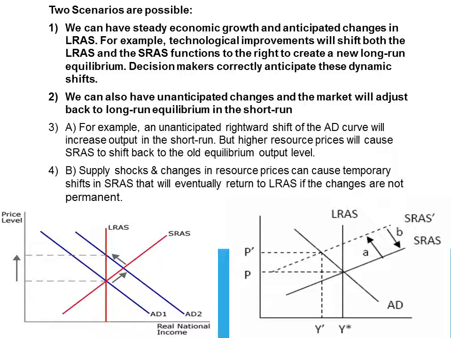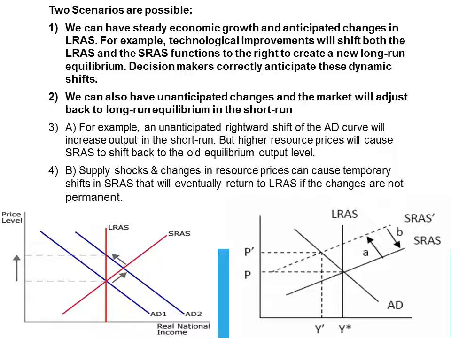So here are the two main unanticipated changes which we can observe using our model. A, we can have an unanticipated rightward shift of aggregate demand. This will increase output in the short run, but higher resource prices will cause the short-run aggregate supply curve to shift back to the old equilibrium output level. You can see this in the lower left-hand graph.